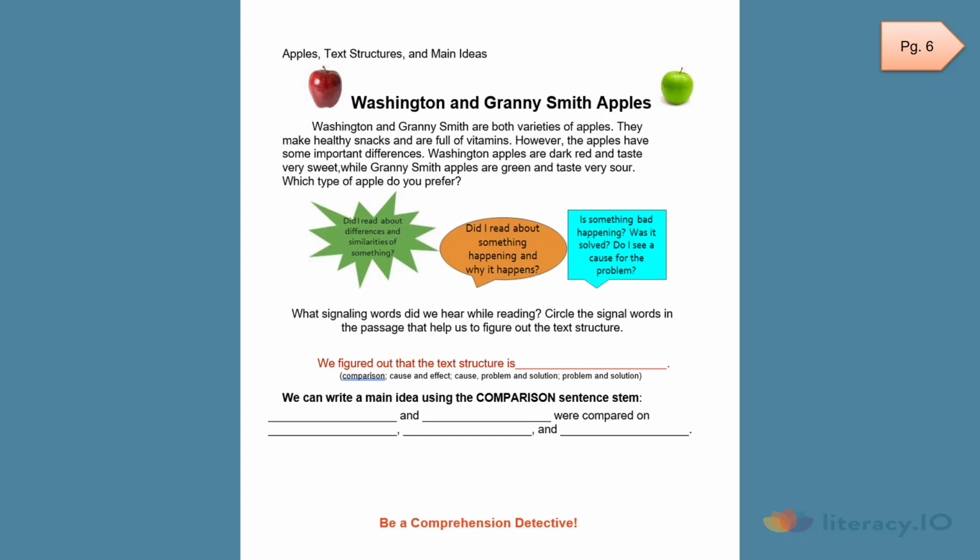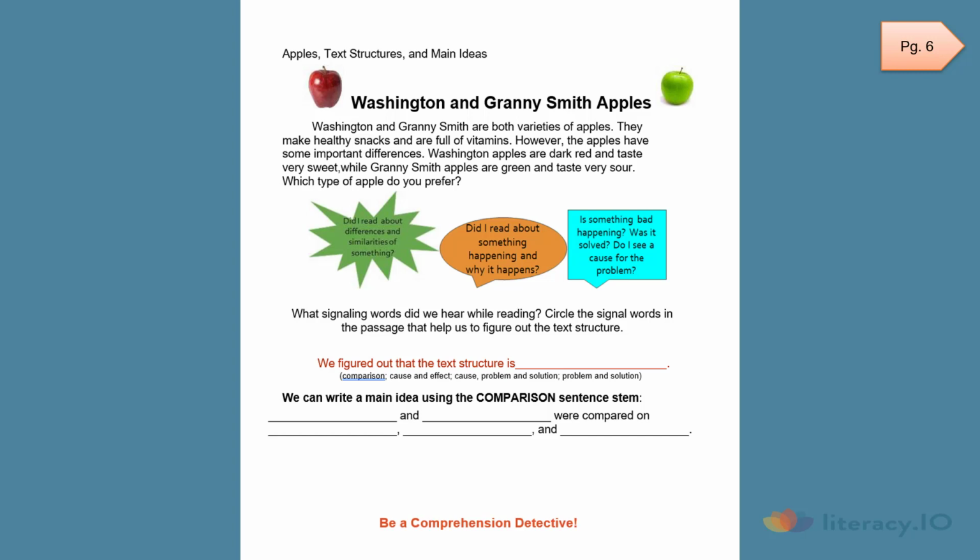On page 6, you have a short passage titled Washington and Granny Smith Apples. Let's read it. Washington and Granny Smith are both varieties of apples. They make healthy snacks and are full of vitamins. However, the apples have some important differences. Washington apples are dark red and taste very sweet, while Granny Smith apples are green and taste very sour. Which type of apple do you prefer?